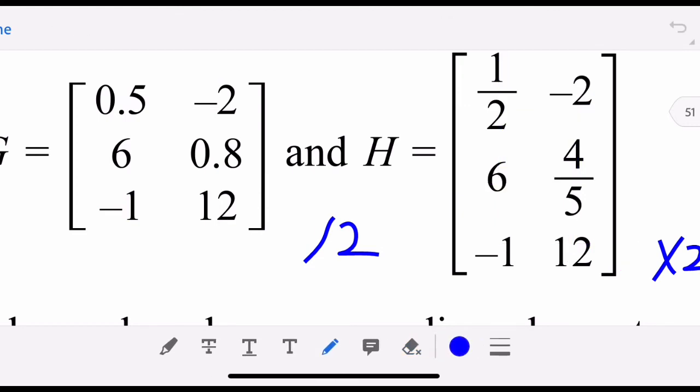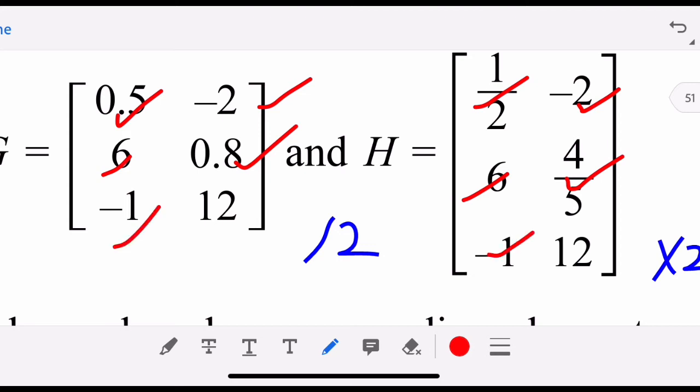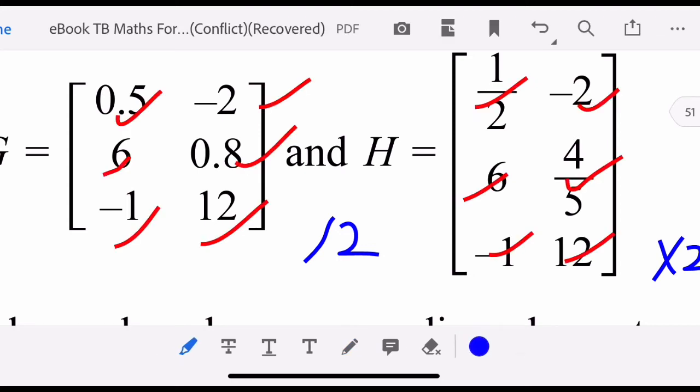Alright, same order. So let's see the corresponding elements in the matrix. Let's check it out. This is the same value. 0.5 and half are the same value. Negative 2 and negative 2 are equal. 6 and 6 are equal. 0.8 and 4/5 are equal in value. Negative 1 are equal. 12 and 12 are equal.